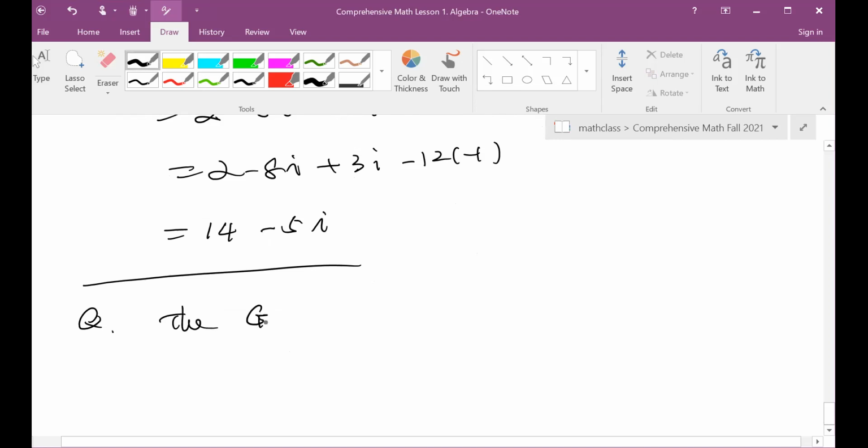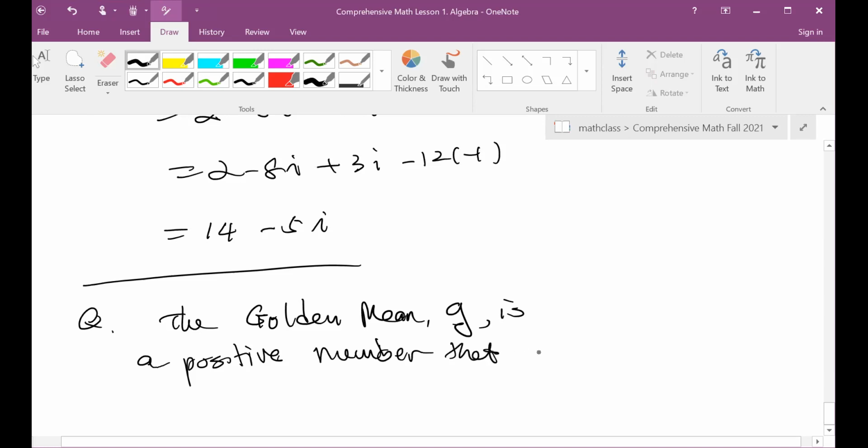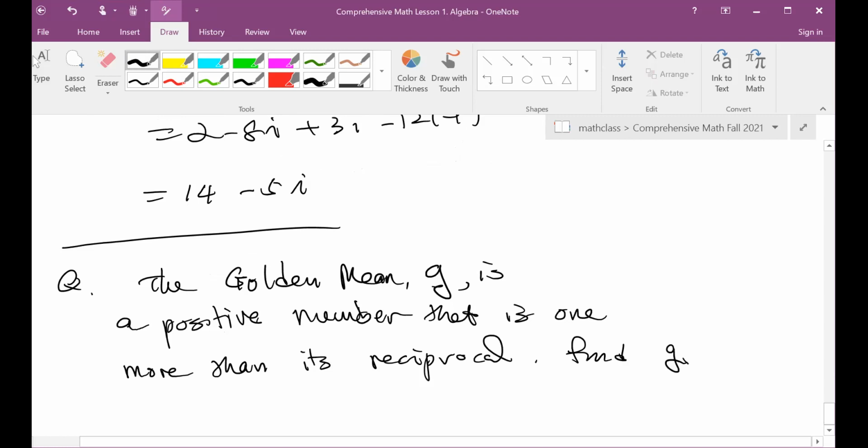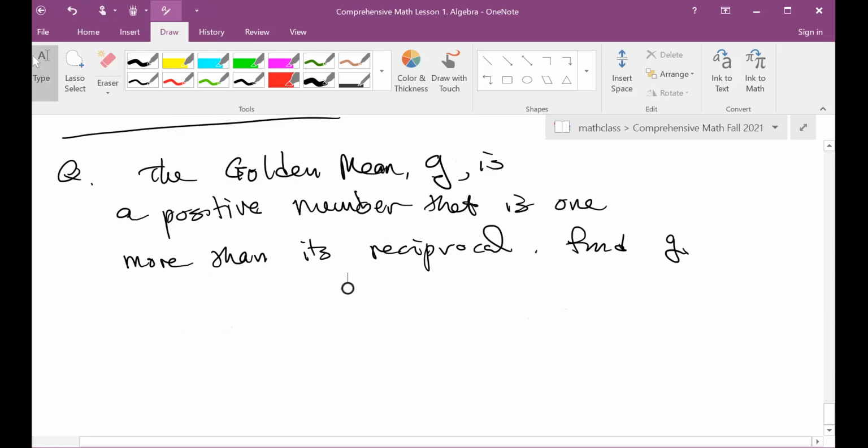Okay, so the so-called golden mean G is a positive number that is 1 more than its reciprocal. Can you determine this number? Okay, find G. Please go ahead and do this problem. If you have answers, post them and show them to me, okay?